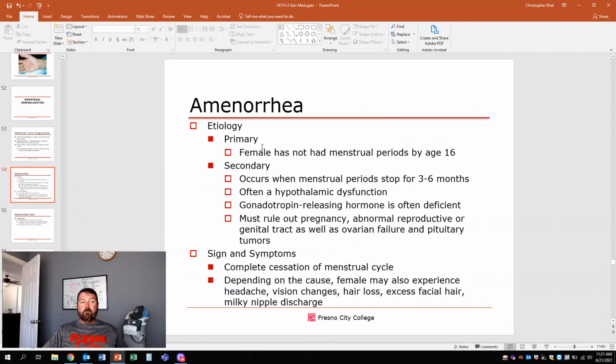Okay, amenorrhea: primary amenorrhea is when a female has not had a menstrual period by age 16. Secondary amenorrhea occurs when menstrual periods stop for 3 to 6 months. It is often a hypothalamic dysfunction.